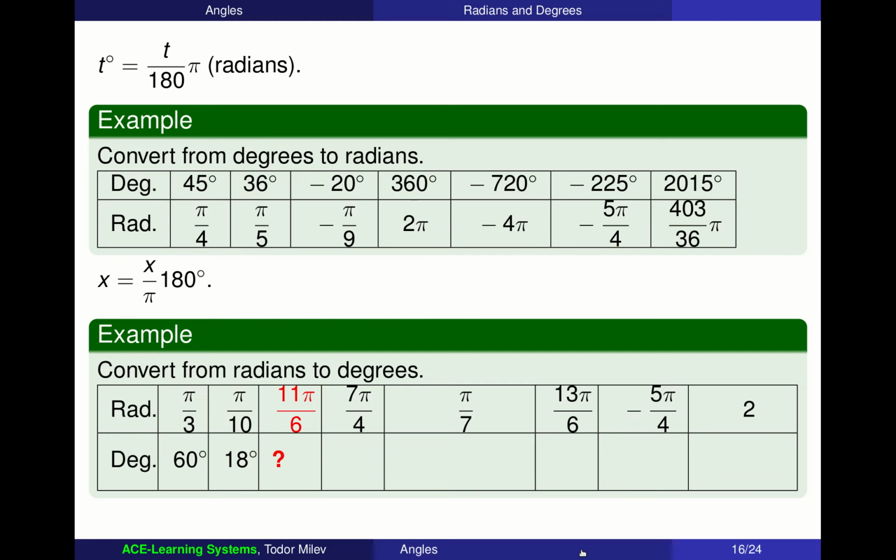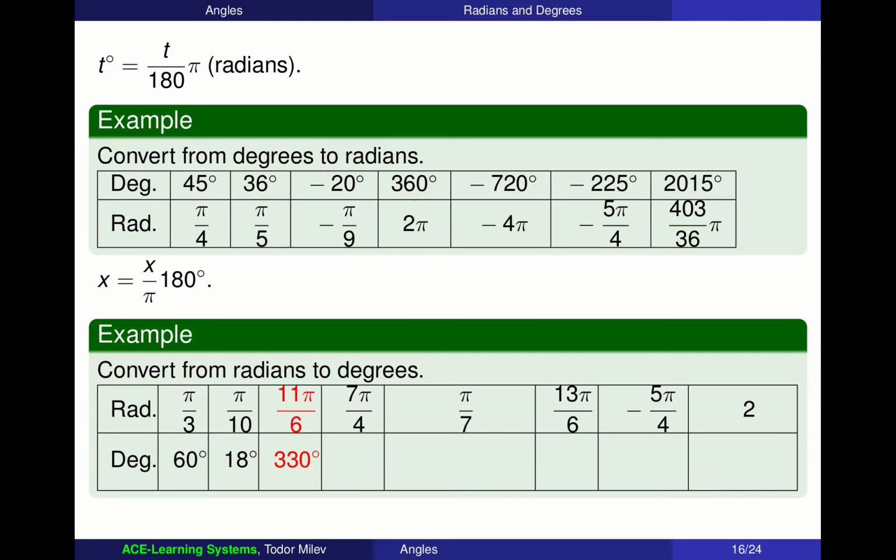11 pi over 6. How many degrees is that? I'm sure you guessed it correctly. So pi over 6 is 180 degrees divided by 6, which is 30 degrees. So if you take 11 times pi over 6, that is 30 degrees times 11, which happens to be 330 degrees. So 330 degrees.